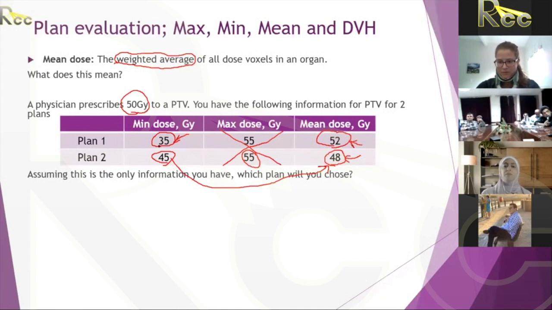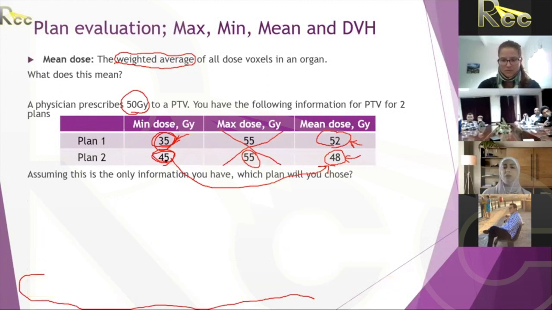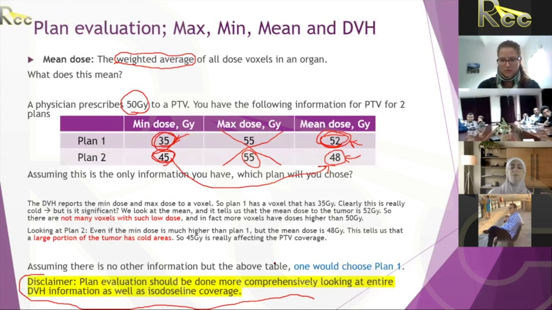In other words, I just have a few of these 35 gray voxels, but over here, I have a lot more than this. And by the way, what I mentioned here is important: you still need to go over and look at the isodose line distribution. But if this was the only information I have, and for some reason I cannot look at the isodose distribution, I would choose plan one, because this is telling me that my PTV is hotter.